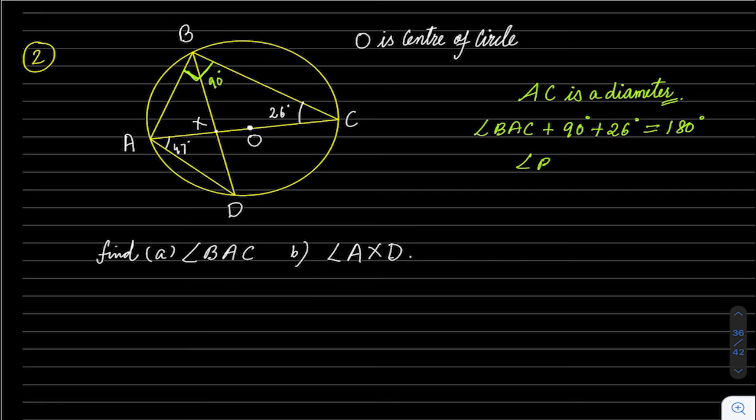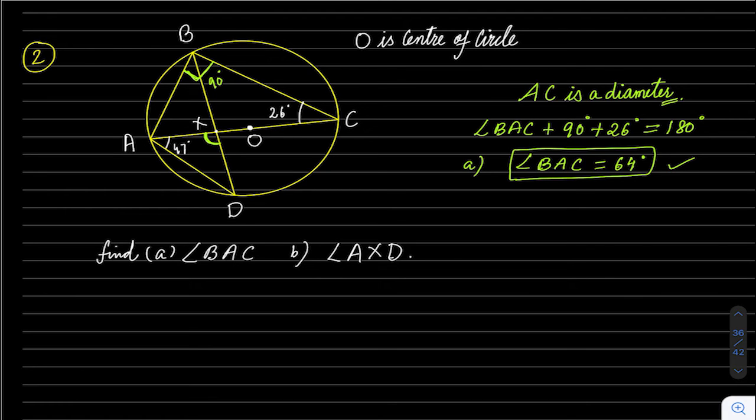Okay, so let's find angle BAC from this. 90 plus 26 is 116, and 180 minus 116 is 64. So my angle BAC is coming out to be 64. That is my A part. Now let's look for the B part, angle AXD. We have to find this angle.